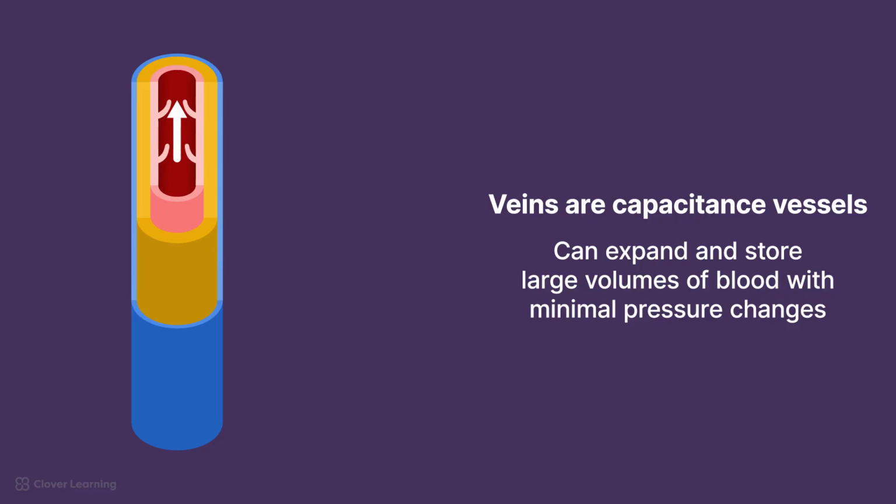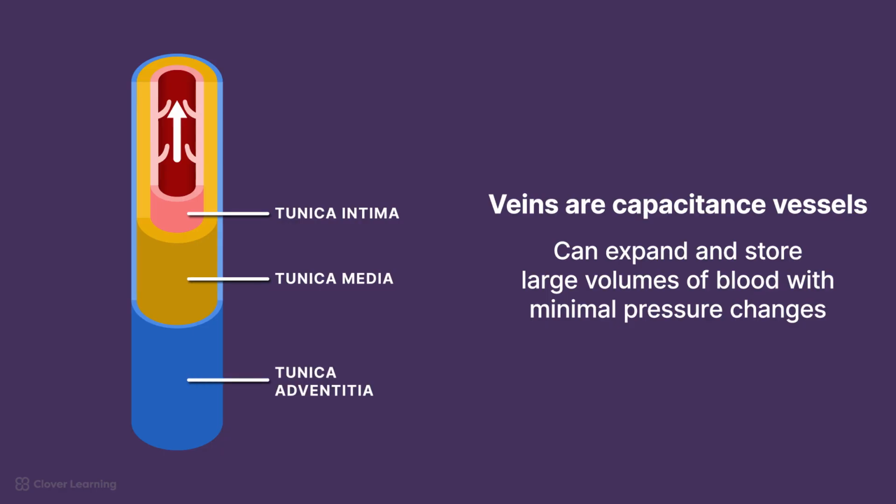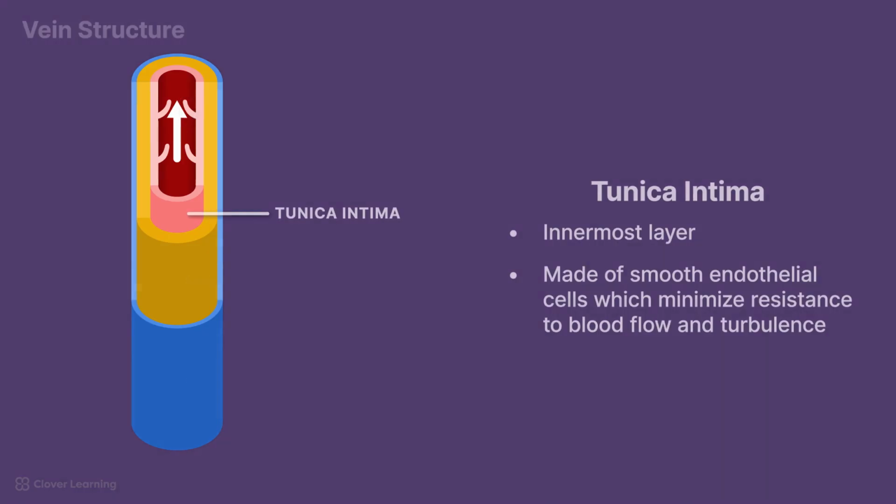This is because of the structure of the wall of the vein, which consists of three layers: tunica intima, tunica media, and tunica adventitia, as well as valves within the tunica intima of most veins. The tunica intima is the innermost layer made up of smooth endothelial cells which minimize resistance to blood flow. This smooth lining minimizes turbulence in venous flow, which is particularly important in veins where lower pressure and slower flow increase the risk of clotting.